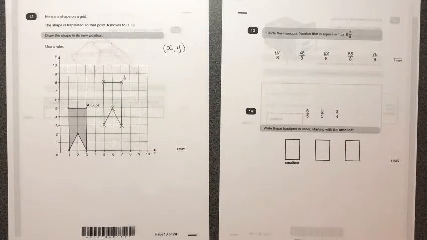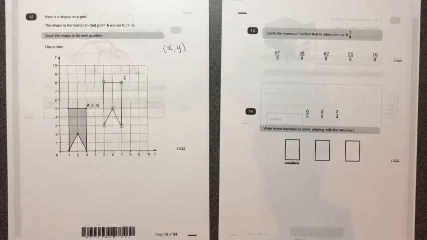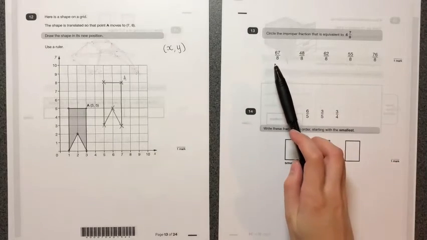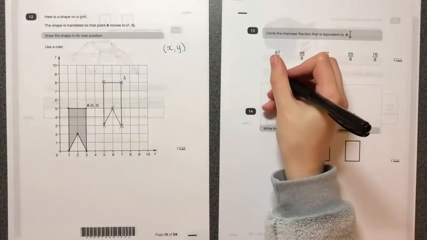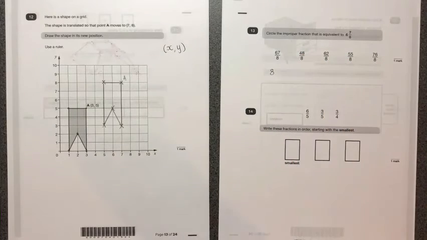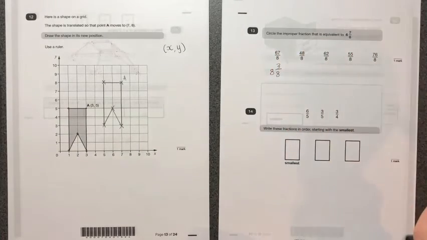Question 13. Circle the improper fraction that is equivalent to 6 and 7 over 8. We're going to start off by changing these 5 improper fractions into a mixed number, like so. How many times does 8 go into 67? Well, that goes 8 times. 8 times 8 is 64, which means that there's a remainder of 3. 8 and 3 over 8.